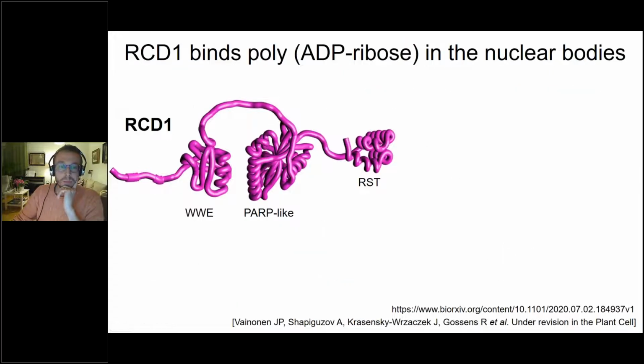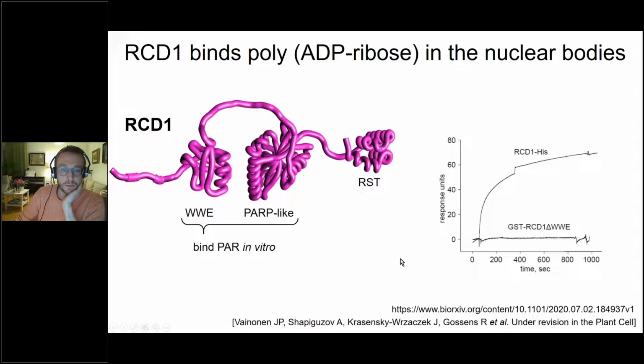So our research suggests that the WWE and the PARP-like domains actually form a unit to bind poly-ADP-ribose. And we see this effect in vitro. This is the surface plasmon resonance study that shows that RCD1 is binding poly-ADP-ribose, and if you mutate away the WWE domain, for example, you stop having this binding in vitro.